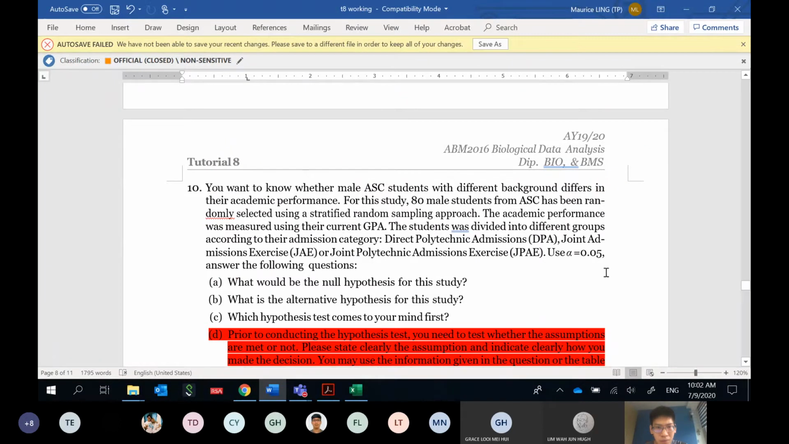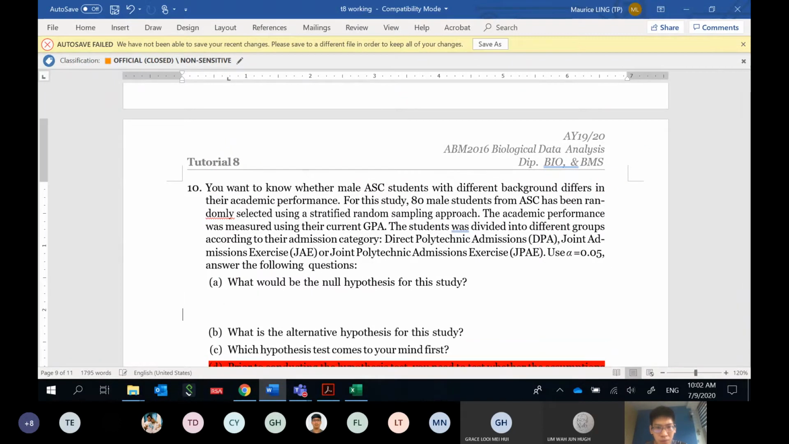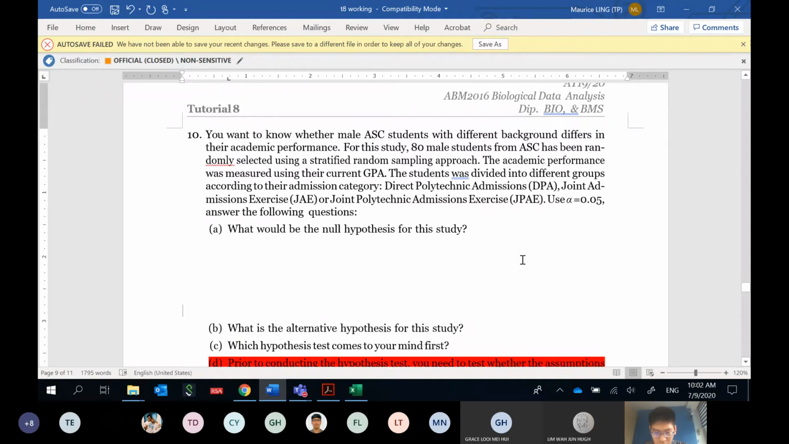All right, let's read the question. Male students with different backgrounds differ in academic performance. In this study, 80 male students were randomly selected using a stratified sampling approach. The academic performance was measured using the current GPA. They are divided into groups: DAP, joint admission, and poly joint admissions. What will be the null hypothesis for this study?